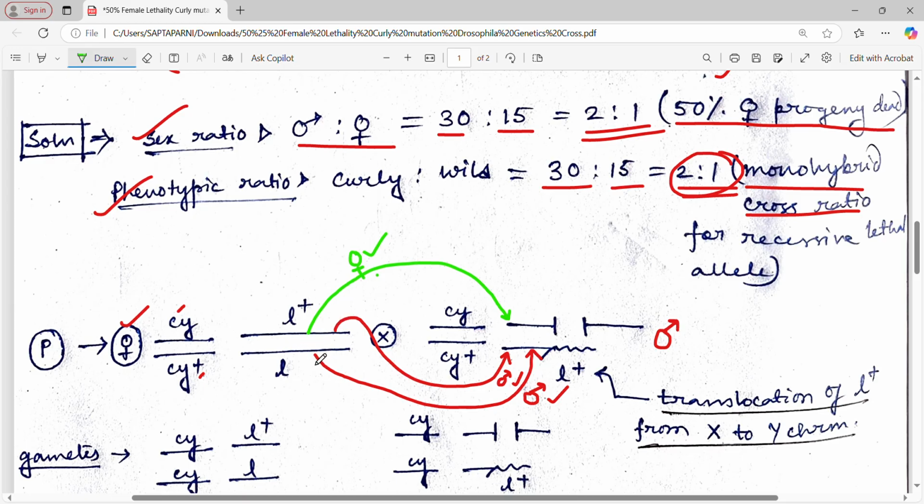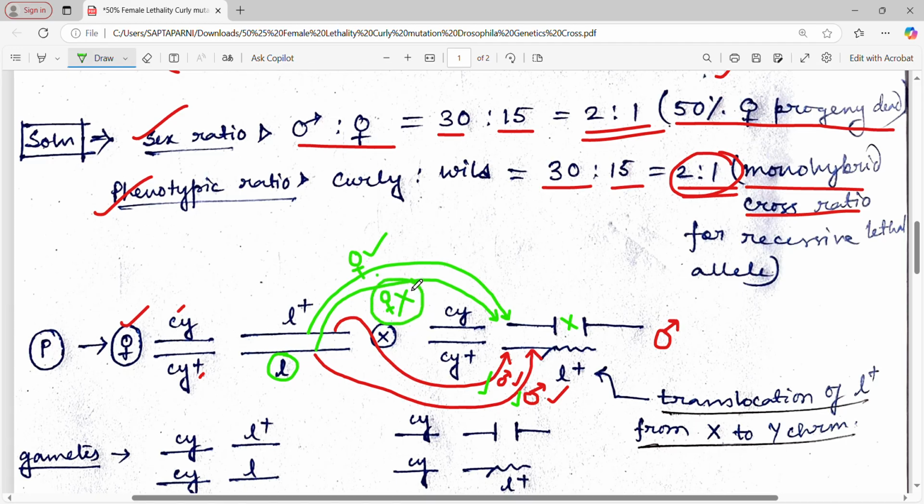But see, when this L X chromosome of the mother combines with this X chromosome of the father, this female progeny will get dead. Why? Because in this X chromosome of the mother, L is there, and to complement that you need an L plus from the father. But in this X chromosome of the father there is no L plus, so obviously this female progeny will get dead. So you can see both the male progenies are surviving, but only 50% of the female progeny is surviving and 50% is dead.